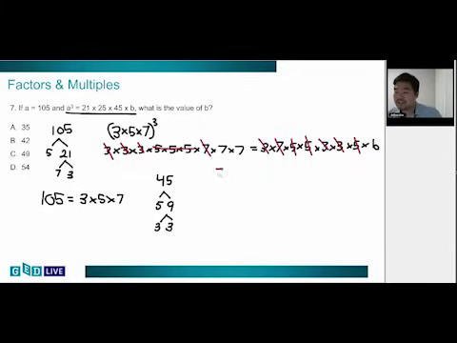On the left side we just have 7 times 7, and on the right side we just have the variable that we're asked to solve for, and that's B. So our last step here is to say 49 is equal to B, and that leads us to answer choice C as the correct answer.